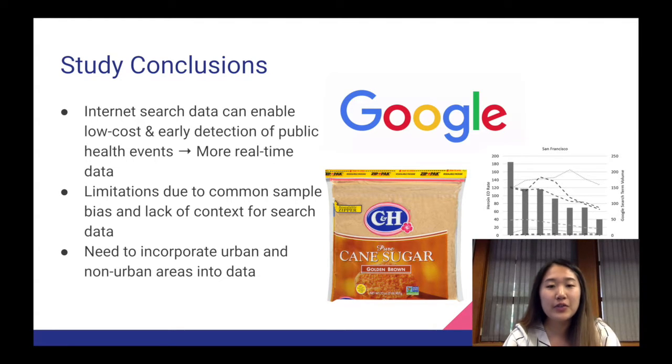Some limitations, however, do exist to using Google search data because there's common sample bias because not everyone uses Google as their search engine. And additionally, there's a lack of context when we use keywords from search data. Whereas with other social media such as Twitter, we can analyze the context of the words within the tweet. This comes into play when we look at identifying the keywords of brown sugar, as this study could not differentiate between brown sugar used for baking and brown sugar referring to opioid use.